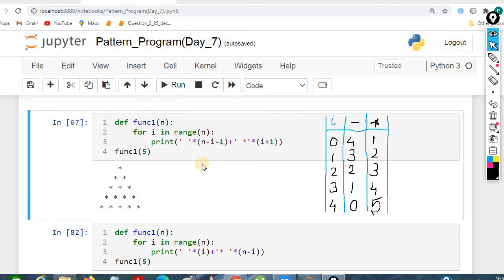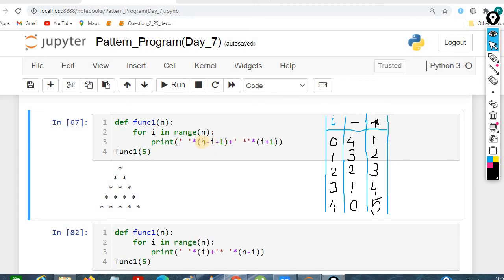In this program, keep in mind that we are not defining 1 here, so it starts from 0. The range of the ith iteration starts from 0 to n minus 1, meaning 5 minus 1, so 5 minus 1 is 4. So the iteration starts from 0, then goes to 1, 2, 3, 4. And for the space we are doing n minus i minus 1.